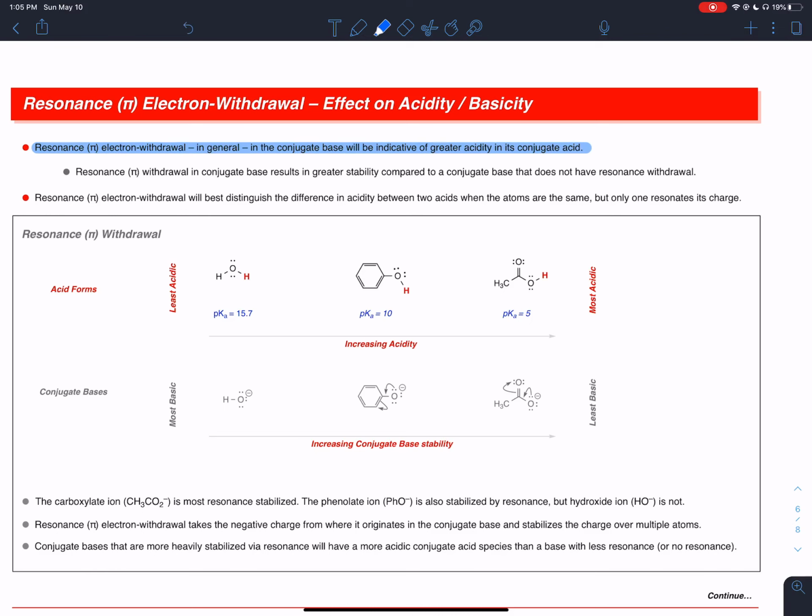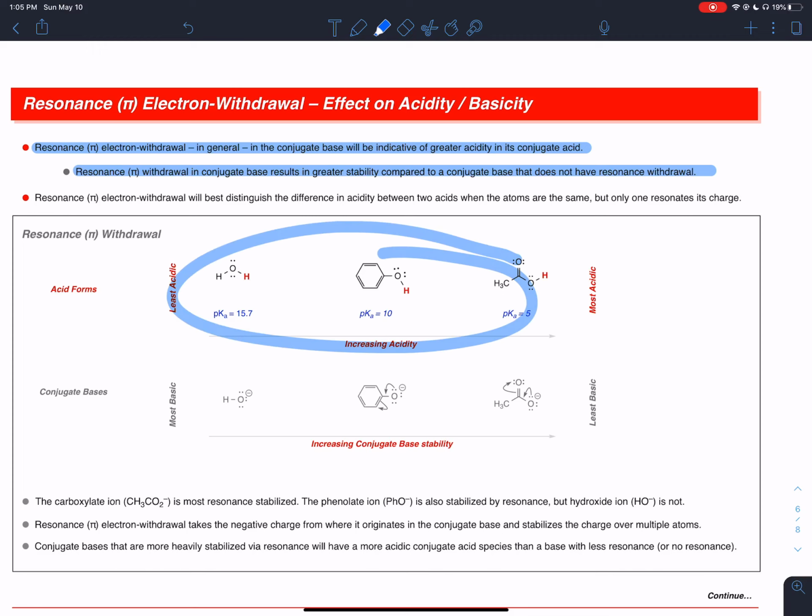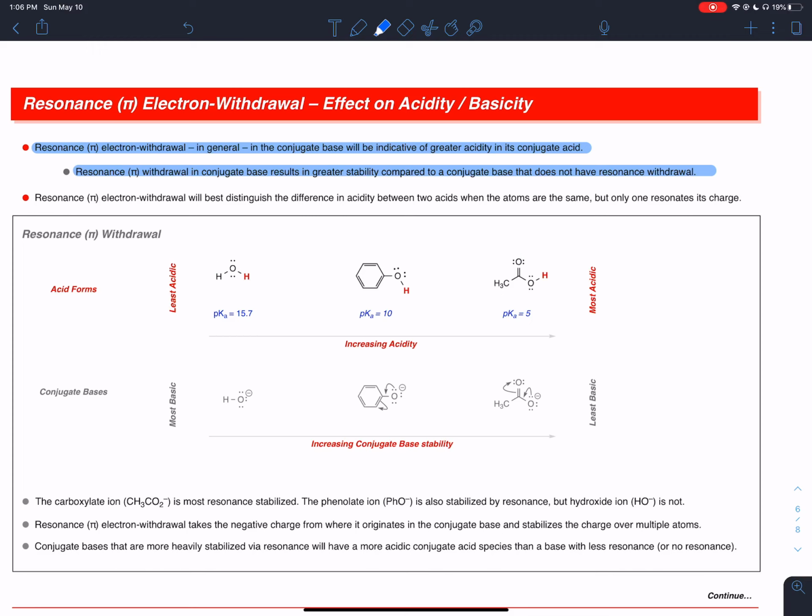And in general, we could say that resonance electron withdrawal in the conjugate base will be indicative of greater acidity in the conjugate acid form. Okay, this is because the resonance stabilization in the conjugate base provides additional stability to that conjugate base. And that would be then more stable, a conjugate base with the resonance compared to something with either less resonance or no resonance in the conjugate base. Okay, so let's dive into some examples here to illustrate this idea of resonance withdrawal. Okay, resonance stabilization in the conjugate base.